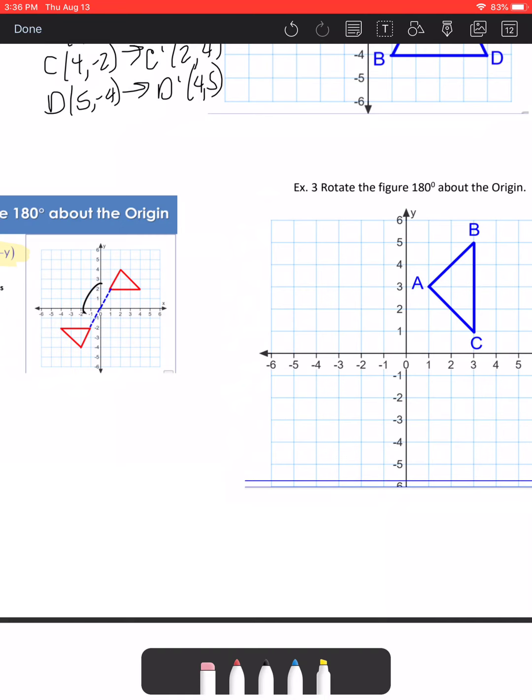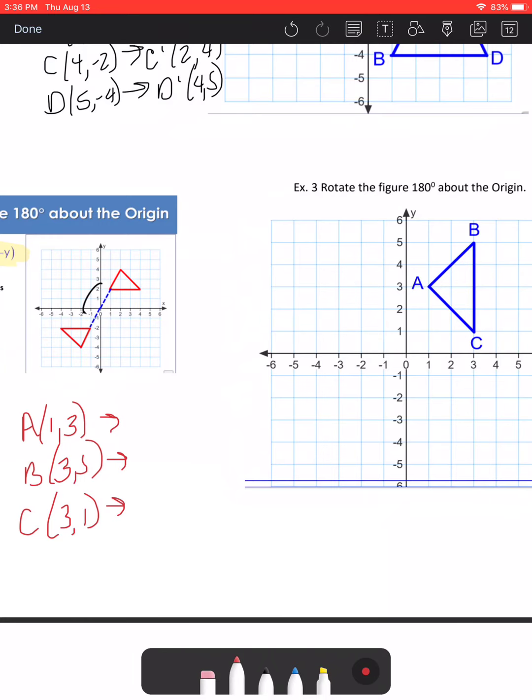At this point, I would like for you to pause your video and try to do this problem on your own, and then let's come back and see how you did. All right, so the first thing I would like to do here is identify my original pre-image points. A is located at (1, 3). B is located at (3, 5), and C is located at (3, 1).